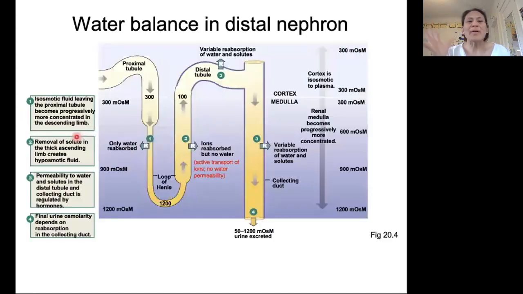Okay, so remember in the last video, I talked about this series of events that happen as the filtrate moves through the nephron. I want to emphasize again that in the first half of the nephron, the proximal tubule and loop of Henle, those processes are automatic. They're not regulated in any way, okay?